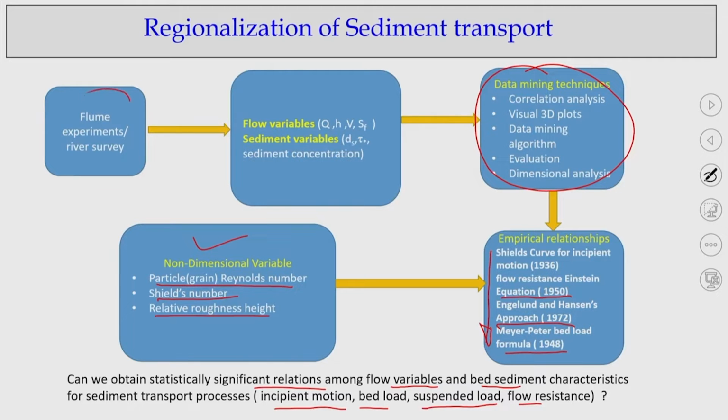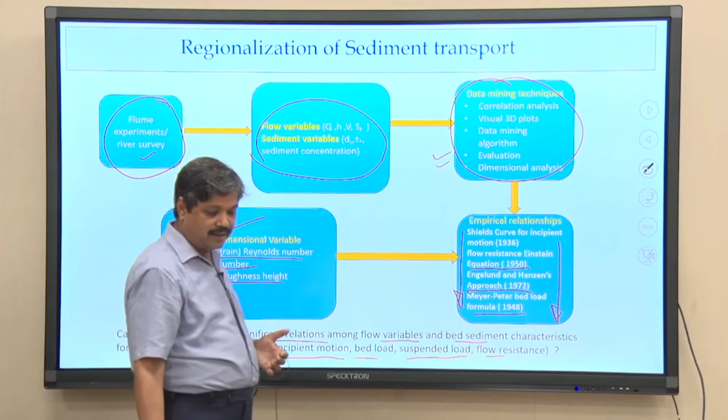We tried to use flume experiment data and river survey data, and we identified the flow variables, the sediment variables, and sediment bed stratifications. Then we tried to establish relationships. Presently we call it the data mining concept, but these were the data analysis techniques that were followed almost 70 years back, just near the Second World War. So this concept was well designed almost 70 years back.